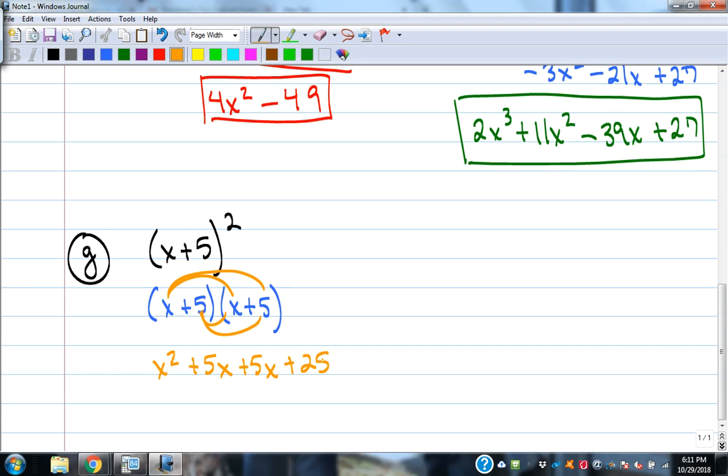And there's the 25. There is an x squared. There is a 25, but there's a middle piece that we got to have as well. That middle piece is the 10x. x squared plus 10x plus 25.